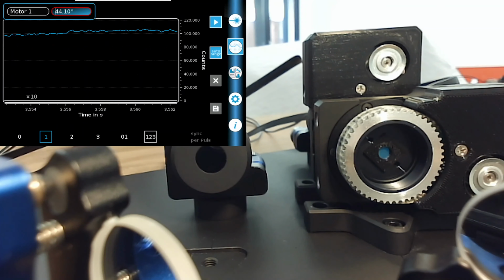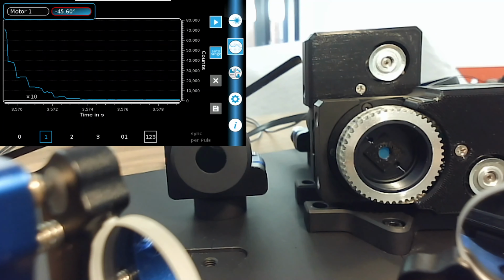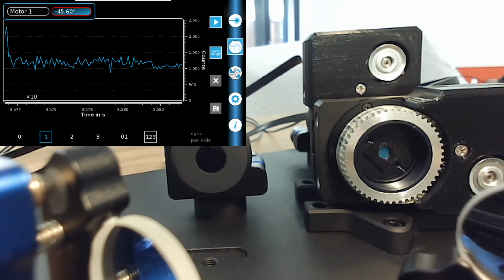Correspondingly, when going to minus 45 degrees, which would be 90 degrees to plus 45 degrees, you can see that the count rate drops to almost 0. So plus 45 and minus 45 is also mutually exclusive.